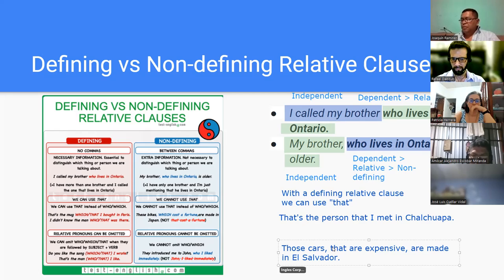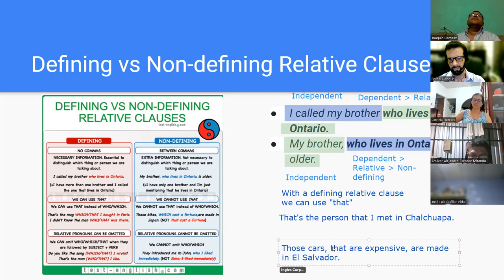First of all, remember, what do we use a non-defining relative clause for? Non-defining. Which? No. Why, guys? Why do we use a non-defining relative clause? We use it for extra information. Yes, for extra information. When I say non-defining, think about not necessary. Non-defining means not necessary, okay? Sounds good?